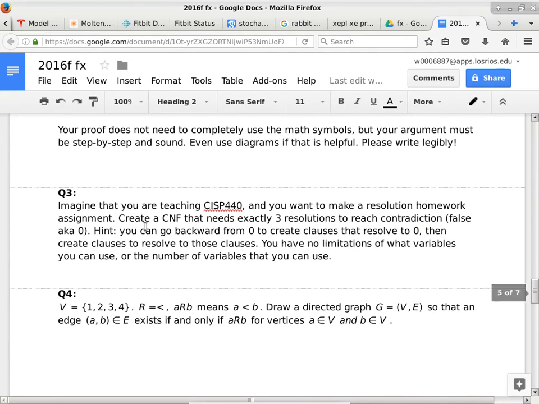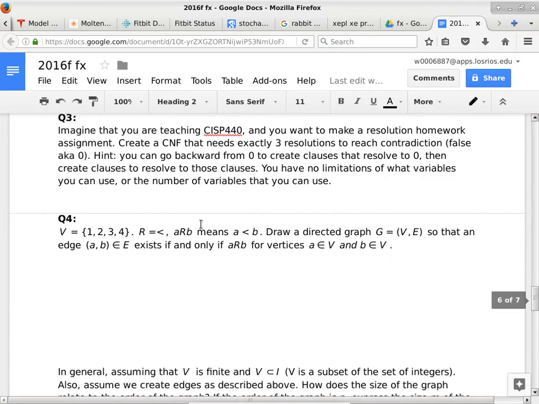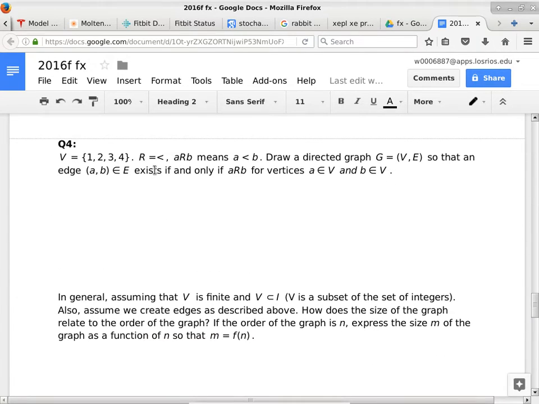Question number 3 is, imagine you're teaching CISP 440 and you want to make a resolution homework assignment. In this case, I'm asking the reverse, which means you are going to ask a question. Create a CNF that needs exactly 3 resolutions to reach contradiction. And then question number 4 is a relation question. I asked people to draw a directed graph.